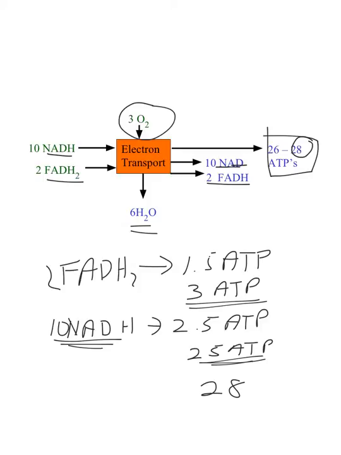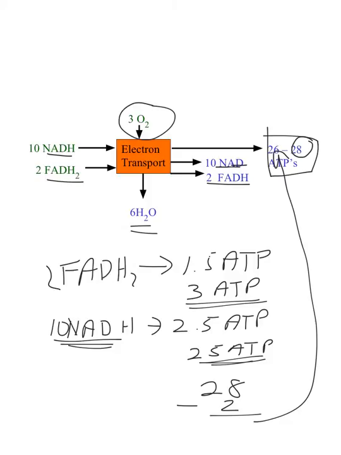But some cells can't. Some cells have to go ahead and use a little bit of energy for active transport. And it will take them 1 ATP per NADH to pull it across the membrane. Well, since there's 2 of those outside the membrane, that would subtract 2 ATPs from our total and give us 26. So, yeah, the numbers are either 26 or 28, depending upon the cell.